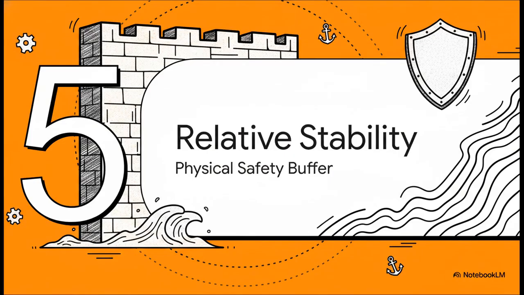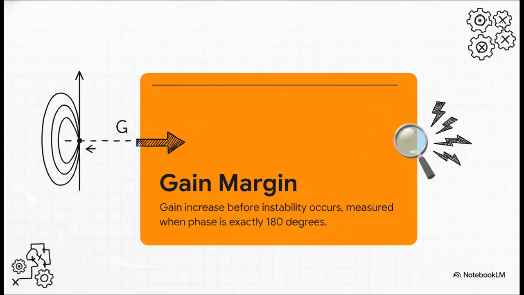Let's hit Section 5, measuring relative stability. Now, just being stable isn't really enough in the real world. We need a safety buffer. First up is gain margin. Think of this as telling an engineer exactly how much they can crank up the power, or the gain, before the system's Nyquist plot hits that critical -1 point and goes totally unstable. You measure this precisely where the plot crosses the negative real axis, meaning the phase angle is exactly 180 degrees.